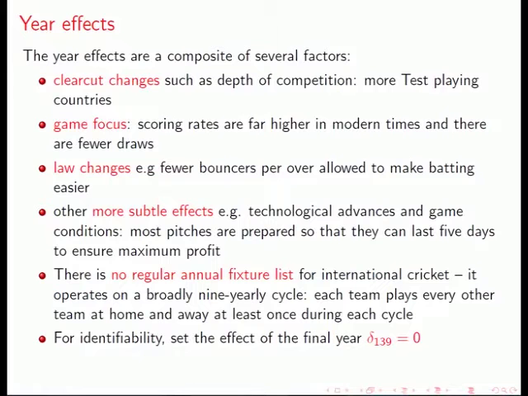The scoring rates are far higher in modern times than initially. There have been law changes. There have been some subtle effects. Now people are trying to make a lot of money out of cricket, and so they're making sure that the pitches are prepared so they can last for 5 days. We've got to take into account the fact that there's no annual fixture list, so it may well be in any particular year you don't get to play the easy side or the hard side and this sort of stuff. And overall, we just want to soak up the changes in, if you like, the average number of runs scored in a particular year caused by these sort of deviations from the model.